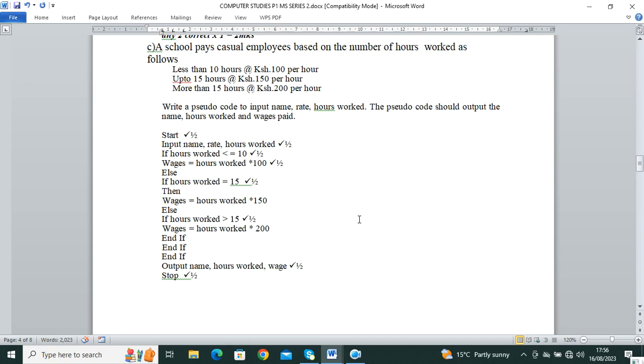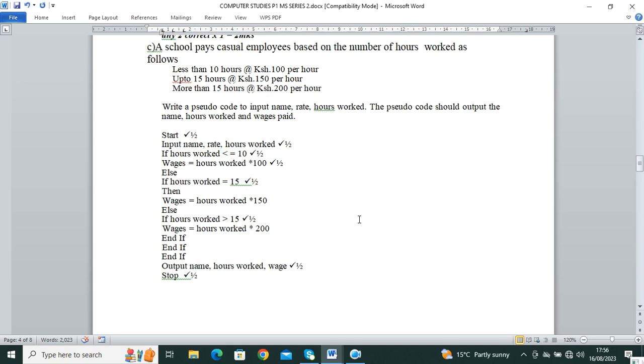Then you include the control structure. If hours worked is less or equal to 10, wages equals hours worked times 100. Else if hours worked is 15, then wages equals hours times 150. Else if hours worked is greater than 15, then wages is hours worked times 200. Then endif, output the name, hours worked.